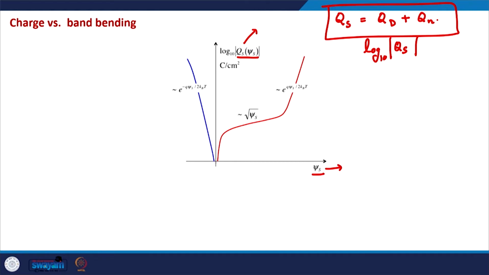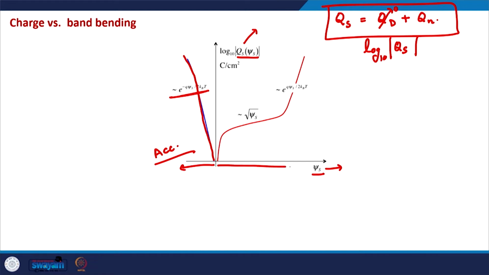And this region, when psi s is negative, is the accumulation region, because the negative gate voltage is there, which is resulting in the negative surface potential. And in that region, the depletion charge will be 0, and the only charge that will be there will be the mobile charge, and that will be exponentially related to the surface potential. So that's why we see an exponential dependence of Qs in the accumulation.